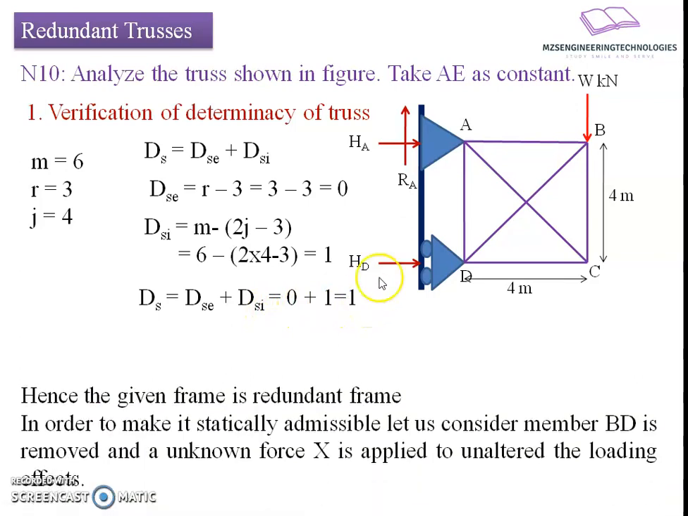Now if we want to analyze this, first we have to make the structure statically determinate. To do so, we are supposed to remove one of the members. Let us say member BD has been removed to make it statically determinate. While doing so, the effect of the member should be unaltered. For that, we apply an equal and opposite force at joints B and D in the same line of action, so that the effect of this member force remains unaltered.